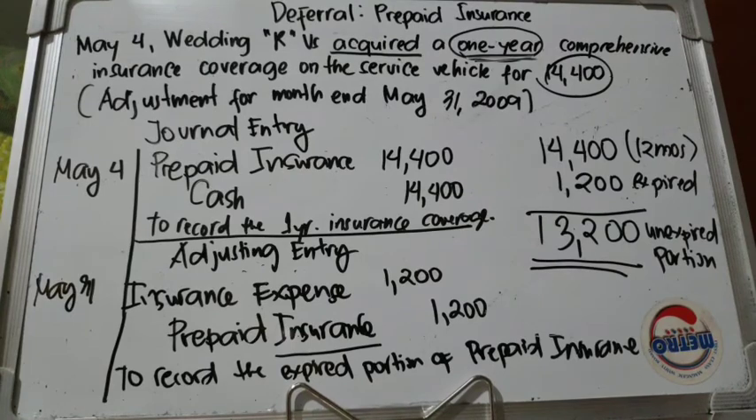The process is the same for the prepaid rent and the prepaid insurance. So that's all for the deferral in this video because it is already too long. For this video, we talked about prepaid rent and prepaid insurance. In the next video, we will talk about the deferral adjusting entries for supplies and the depreciation for property, plant, and equipment, and lastly, for the deferral, the unearned revenues.